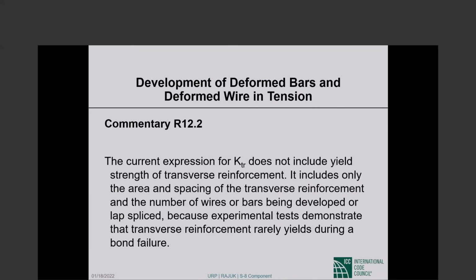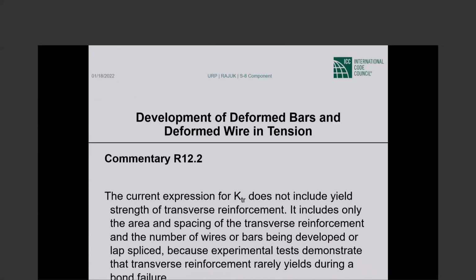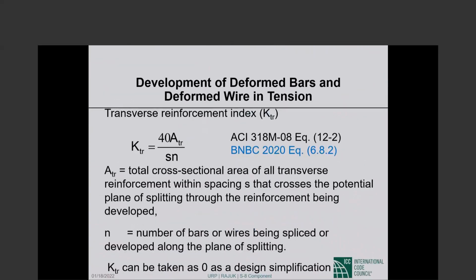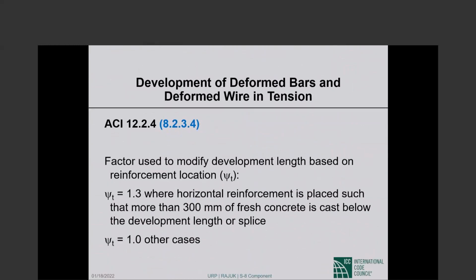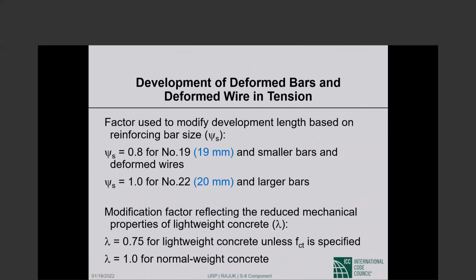The current expression, this is commentary for K sub tr, does not include the yield strength of transverse reinforcement. I'll let you read the rest of it because of time constraints. I think it is understandable upon reading why the yield strength of transverse reinforcement is not included. The K sub tr, but remember, (c sub b plus K sub tr) divided by d sub b. One second, I think I may have forgotten the c sub b.